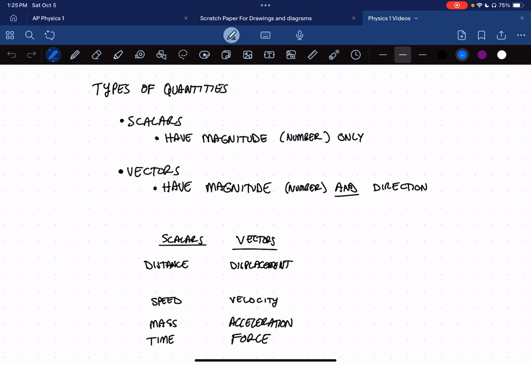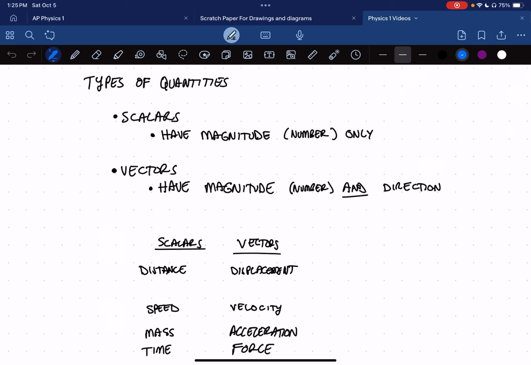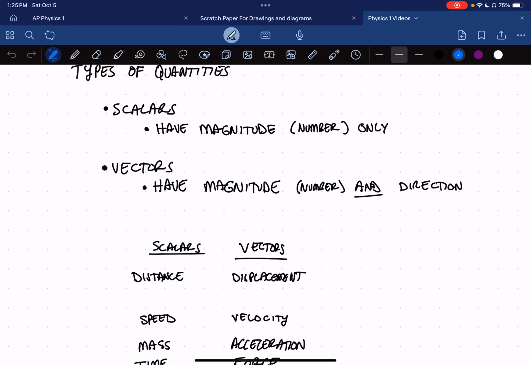Pretty much they both have numbers associated with them. For example, the mass of an object might be 5 kilograms. So something like mass has a number associated with it, 5 kilograms, but it does not have a direction associated with that quantity. So mass is a scalar, and vectors are quantities that not only have a number or a magnitude associated with them, but a direction.